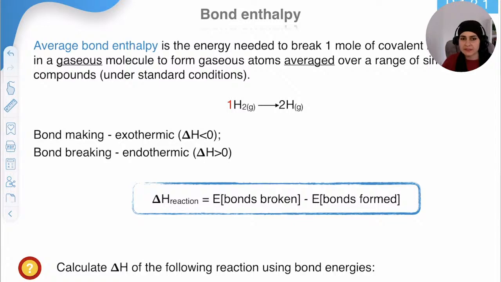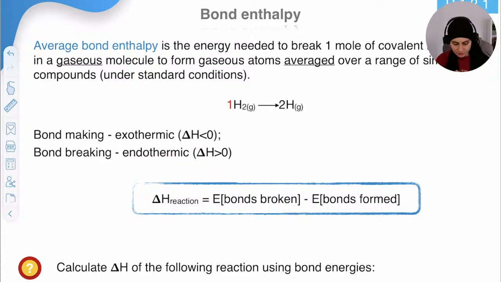And remember that bond making is an exothermic process, so when bonds are formed, energy is released. Some people told me it's counterintuitive, but then just memorize it if it's counterintuitive to you. So bond forming is exothermic: energy is released when a bond is formed, and bond breaking is endothermic. When a bond is broken, you need to supply energy.